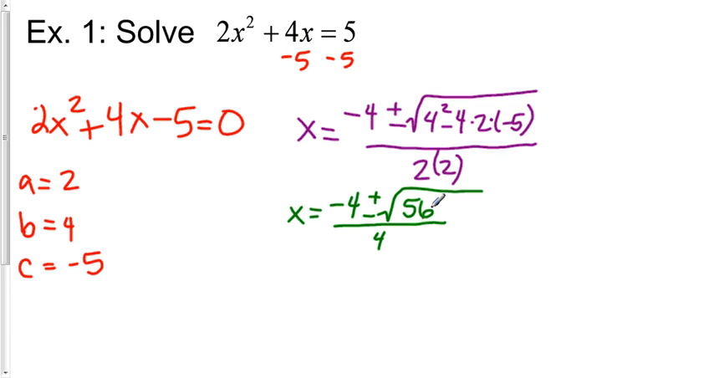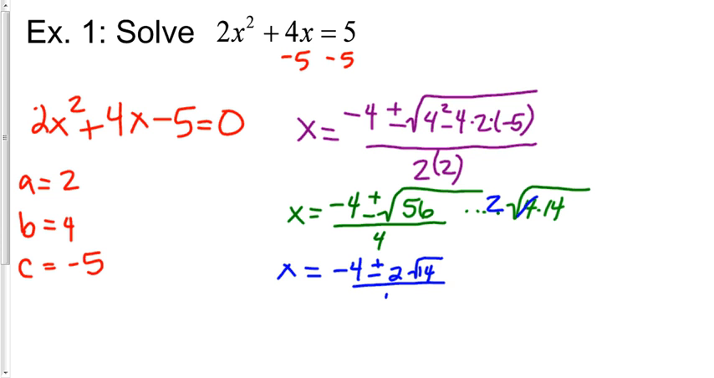Now the square root of 56. 56 is not a perfect square, but I can simplify it. 56, just off to the side here, is 4 times 14. So I can simplify this square root because 4 is a perfect square. The square root of 4 is 2, and so if I bring it out in front, what I really have is 2 times the square root of 14. Okay, so now my fraction looks like this. Negative 4 plus or minus the square root of 56 simplifies into 2 times the square root of 14, and then we've got over 4.